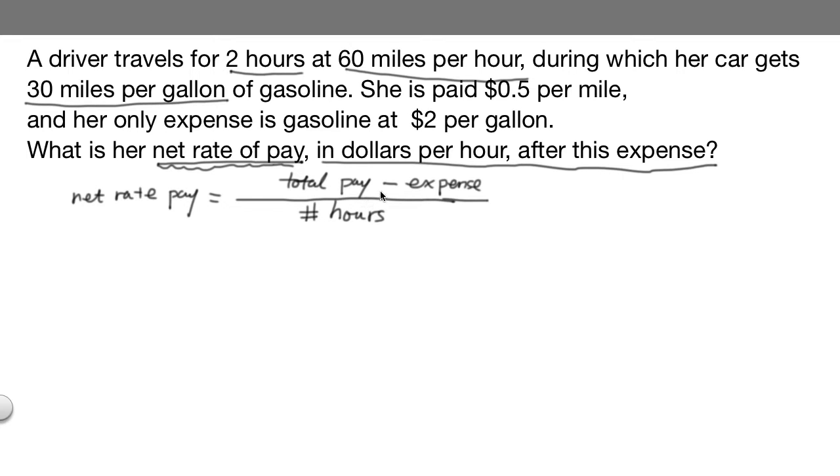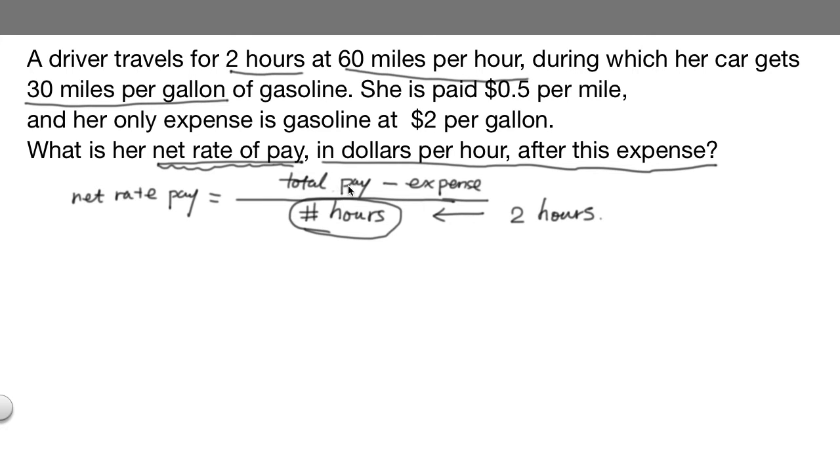Now let's look at how we calculate each of these three things. The number of hours is easy. The problem already tells you that this driver travels for 2 hours. So the number of hours is 2. All right, this is easy. Now, what is the total pay?